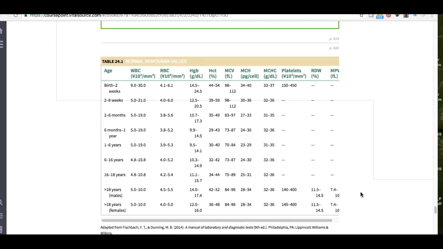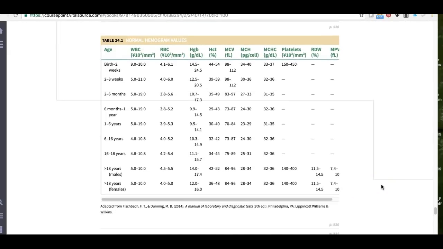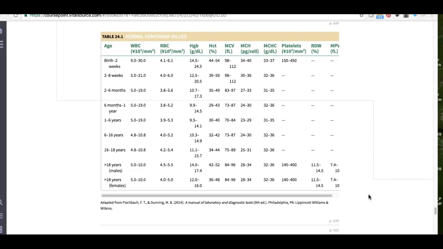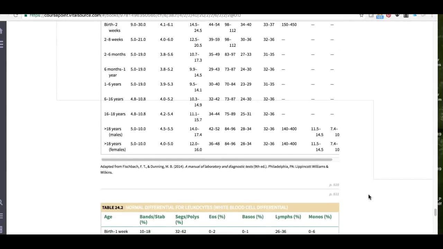All right, here's your normal, quote unquote, CBC values. This is in the PowerPoint. Again, these are going to vary from facility to facility, so it's nice to know a range, but I wouldn't put these in your brain as forever memory.